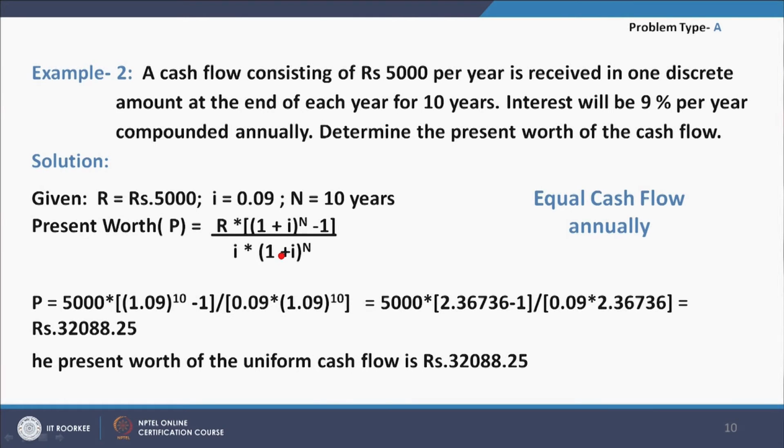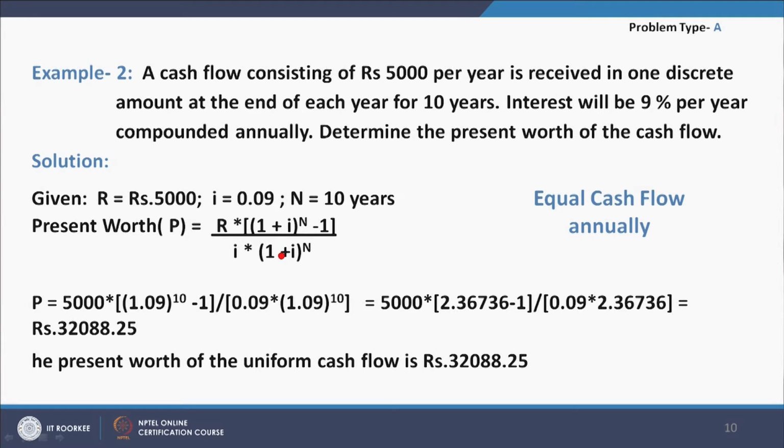Now, take another example. Example 2. A cash flow consisting of rupees 5,000 per year is received in one discrete amount at the end of each year for 10 years. Interest will be 9% per year compounded annually. Determine the present worth of the cash flow. This is equal cash flow annually. This is problem type A.